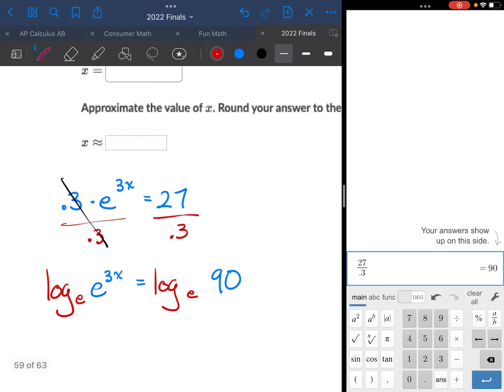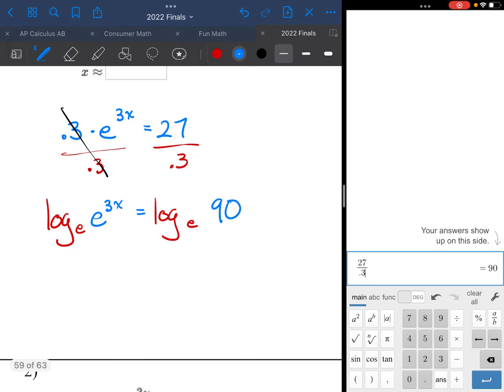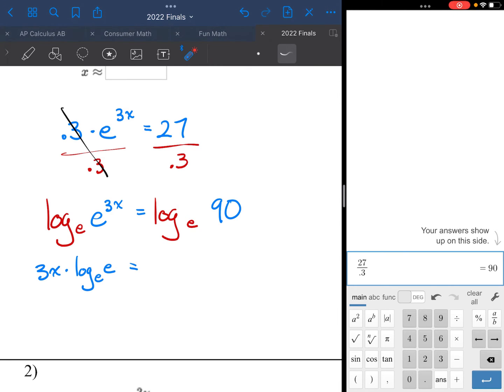So let me rewrite this. We now have 3x times the log base e of e is equal to, and by the way, I should mention that log base e is the same thing as the natural log, which we write ln, which, I've pointed out before, seems backward. It's natural log in terms of the letters, but it's Latin, so it's backwards, kind of like Spanish is sometimes backwards in terms of the adjective and noun joining. So the natural log of 90.